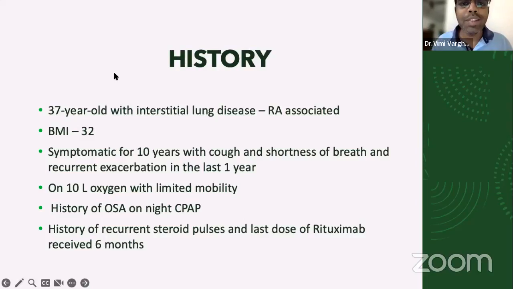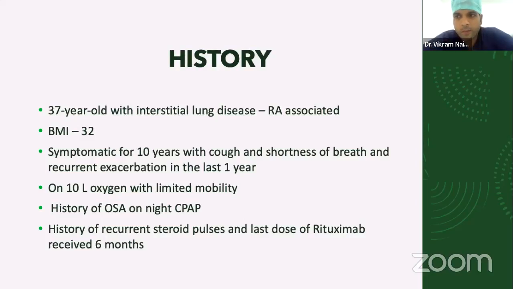So, is the screen visible, sir? Yeah. So this is a 37-year-old male with an interstitial lung disease which was RA associated, with a BMI of 32, who was symptomatic for 10 years with cough and shortness of breath and recurrent exacerbation of ILD in the last 1 year. His baseline oxygen requirement is 10 liters of oxygen, with limited mobility at home. He has a prior history of OSA, and he is also using night CPAP along with oxygen.